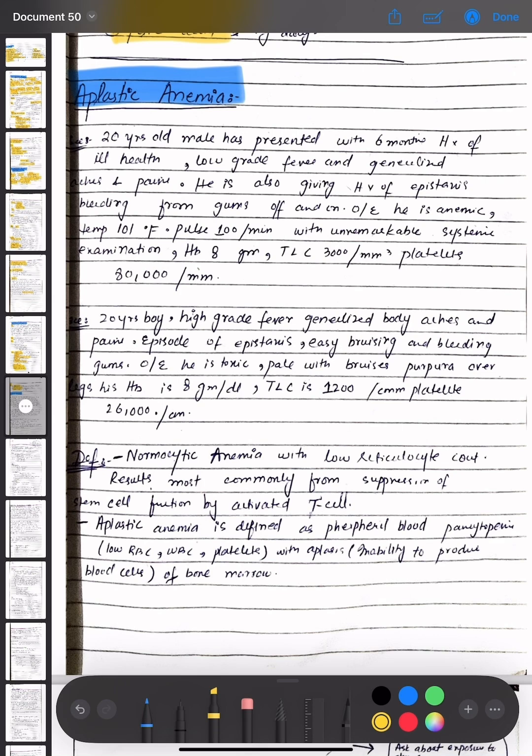We have a scenario that there is a 20 years old male who is presented with 6 months history of ill health, low grade fever and generalized aches and pain. He is also giving history of epistaxis, bleeding from gums.